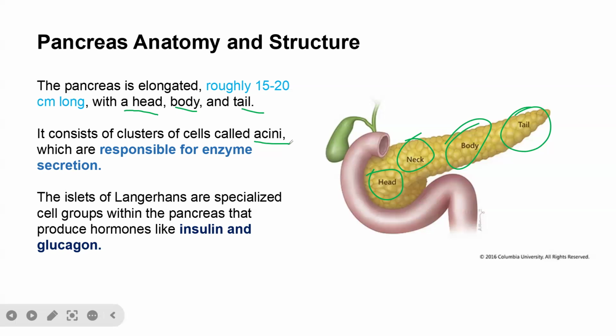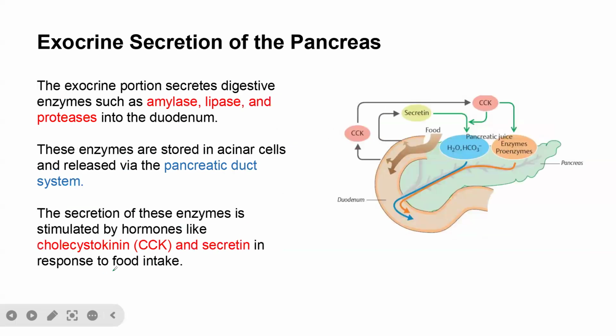And then the islets of Langerhans are a group of specialized cells within the pancreas that are responsible for producing hormones like insulin and glucagon. So you see, in the acinar is where enzymes are produced, while in the islets of Langerhans is where the hormones are secreted. Very importantly now, let's look at the exocrine secretion of the pancreas.